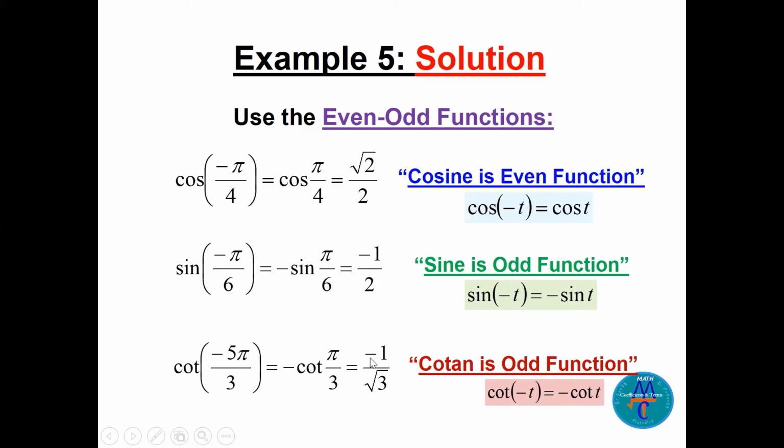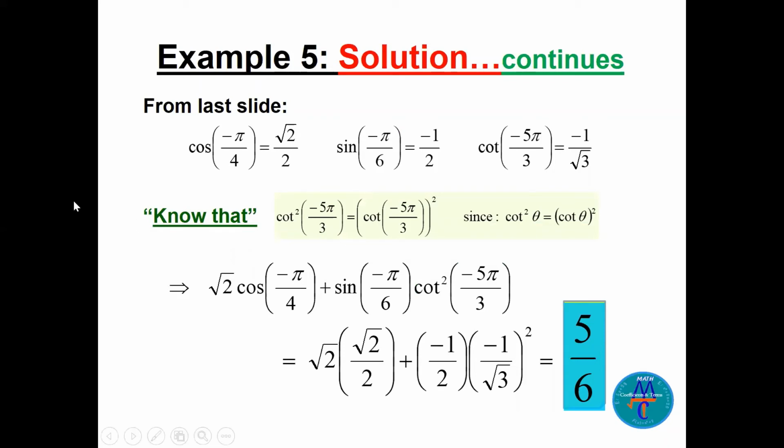Now let's put everything together. See, this is from the last slide. These are the values. Just remember here, we have a squared. See, cotan squared theta, cotan theta all squared. I will mention this again and again. You can use this for any power or any function. If you have a squared or cube or any power on the function, you can raise it outside the bracket.